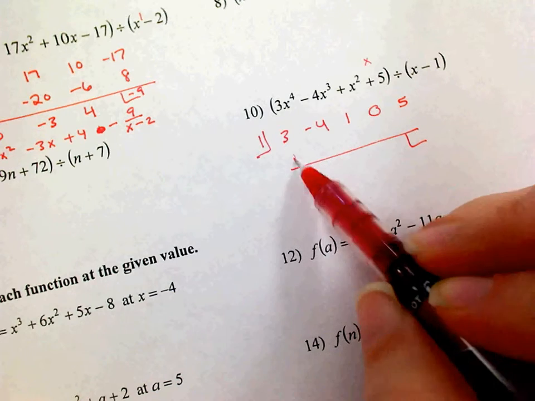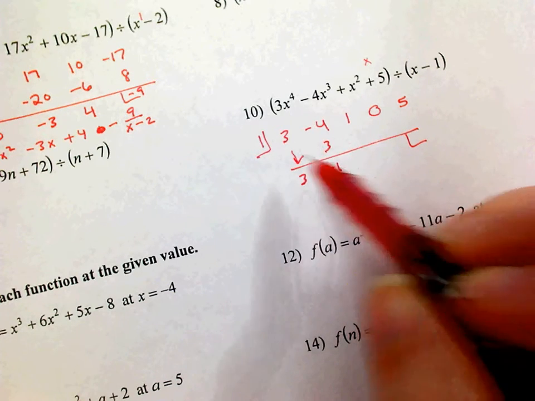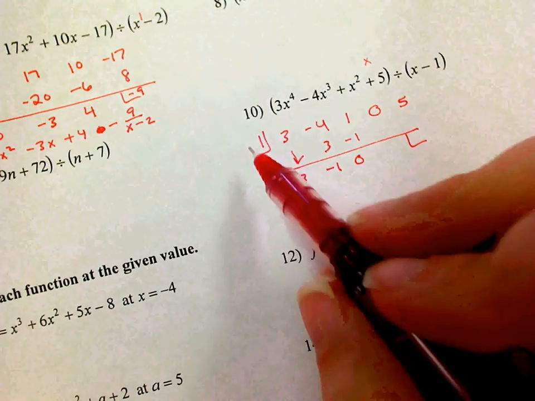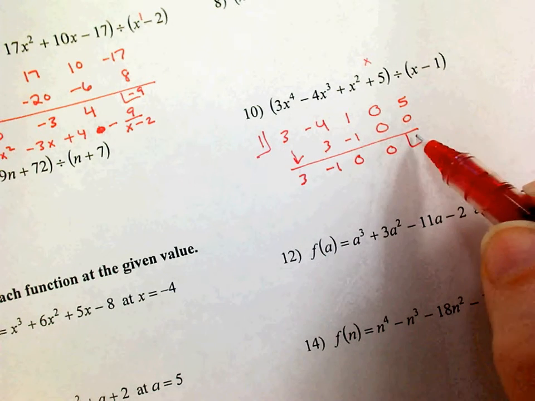So I bring down the 3, and I've got 1 times 3, which is 3. Add them up and I get -1. 1 times -1 is -1. Add them up and I get 0. 1 times 0 is 0. 0 plus 0 is 0. 1 times 0 is 0. 0 plus 5 is 5.